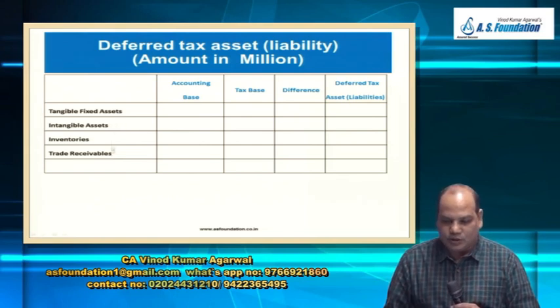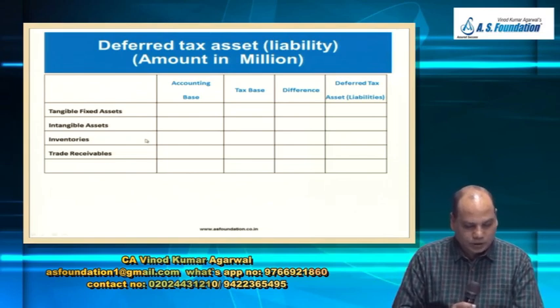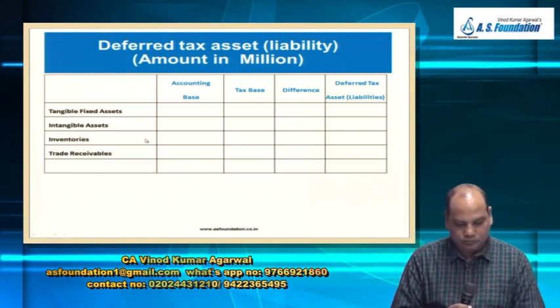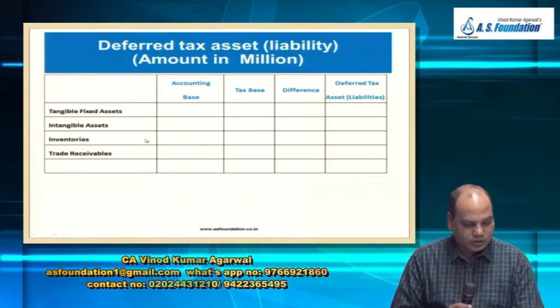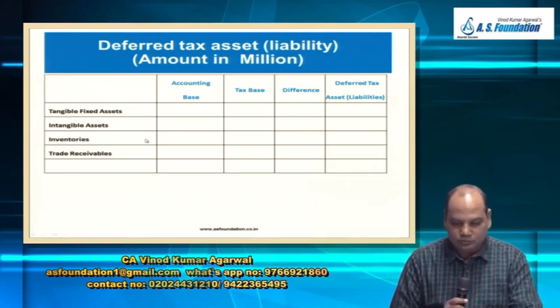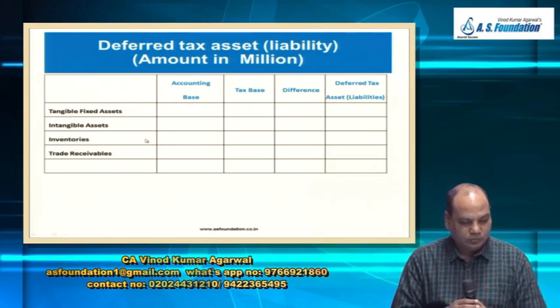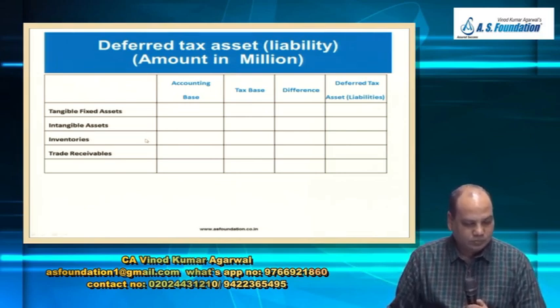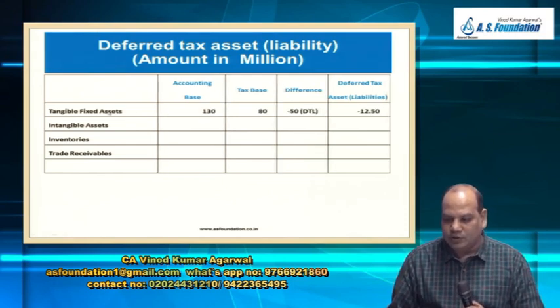And write down these 4 assets which we have taken over, 4 assets on which there is difference. Tangible fixed asset, intangible asset, inventories, trade receivable. These are the 4 items whose fair value is different from tax base. So first let us solve one by one.